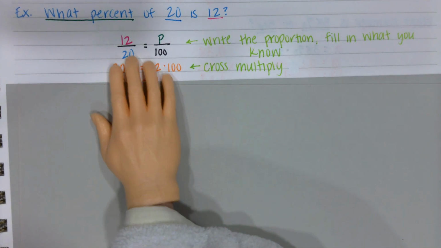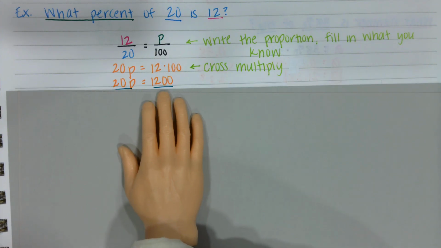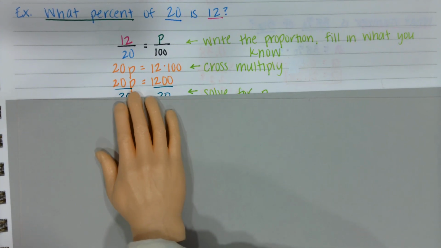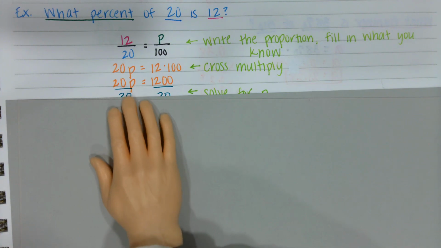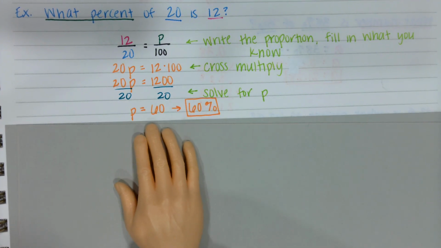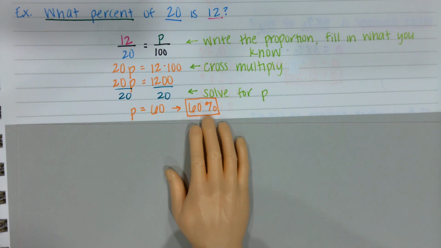So P times 20 and 12 times 100. And that gives 20P equals 1200. Then to get P all by itself, we need to undo the multiplication. So divide each side by 20, and P equals 60, which is 60%.